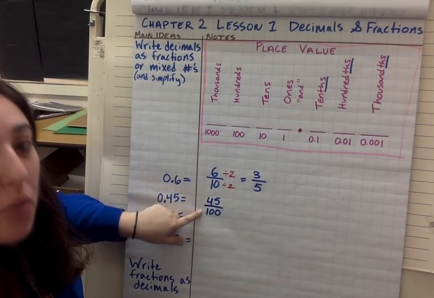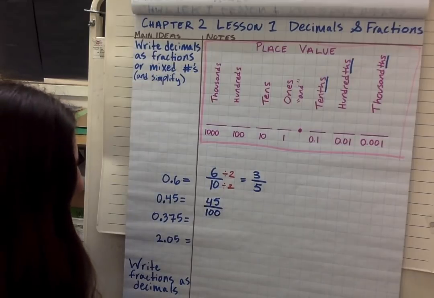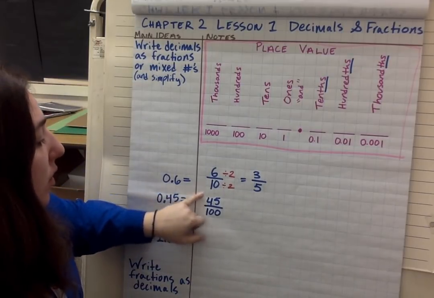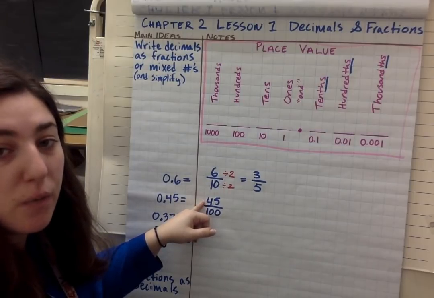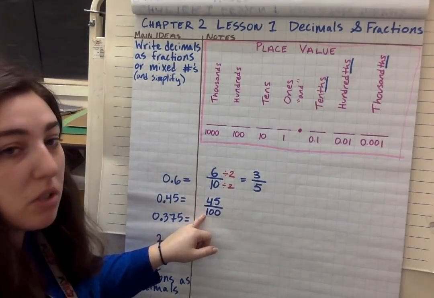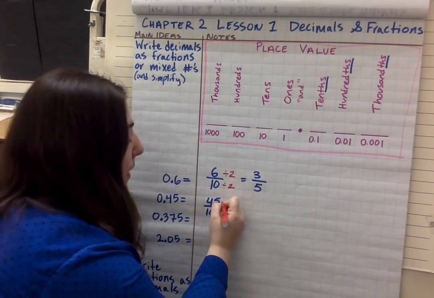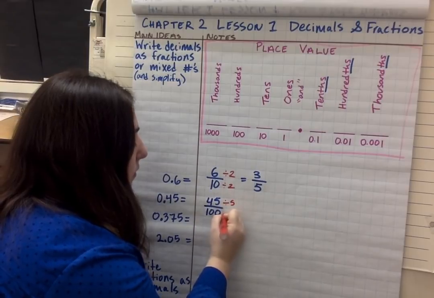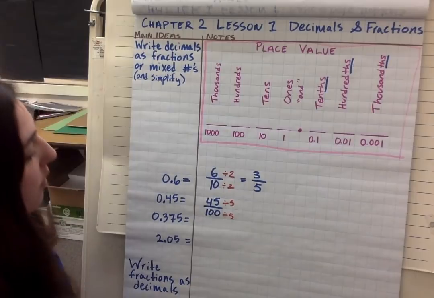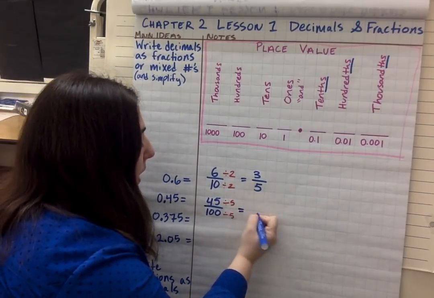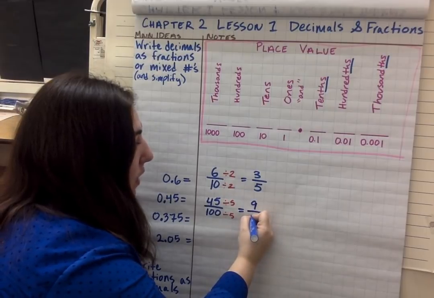45 over 100. Now I need to simplify. So just by looking at the 45, I know that 5 goes into 45. And I know that 5 goes into 100. So I'm going to simplify them by dividing both numbers by 5. Okay, 45 divided by 5 is going to be 9, and 100 divided by 5 is going to be 20.